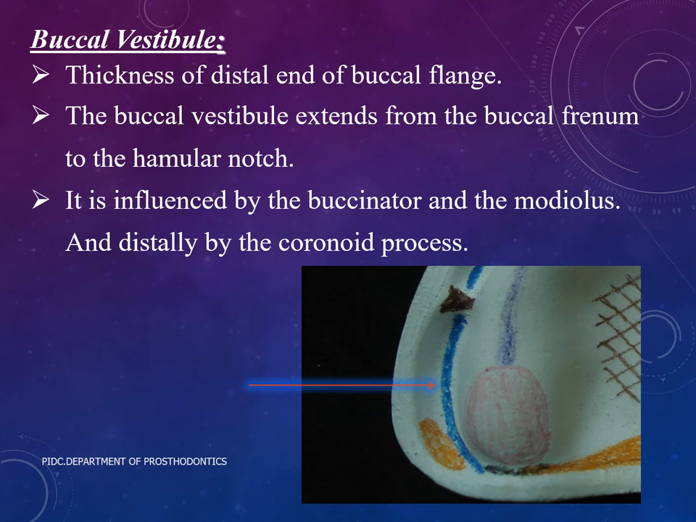In that area, it also decides the thickness of the distal end of the buccal flange. The buccal vestibule extends from this buccal frenum area posteriorly towards the hamular notch, and it is influenced by your buccinator and modiolus muscle, and distally by the coronoid process. How do you record this buccal vestibule? Once you place your custom tray in the patient's mouth, ask the patient to open and close his or her mouth so that the coronoid process of the mandible comes in contact with the hamular notch region, and it molds the green stick compound and records the thickness of the distal end in this buccal flange area.